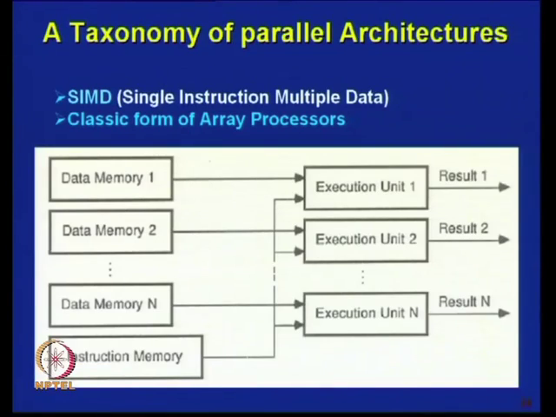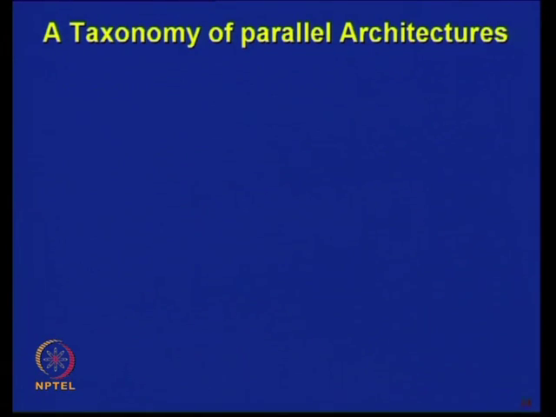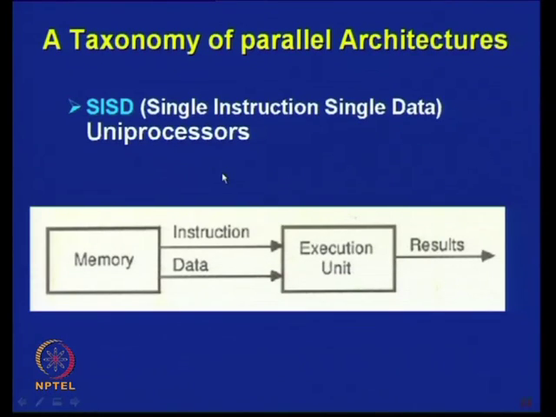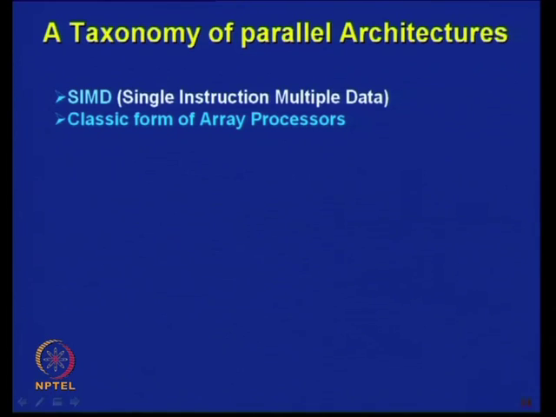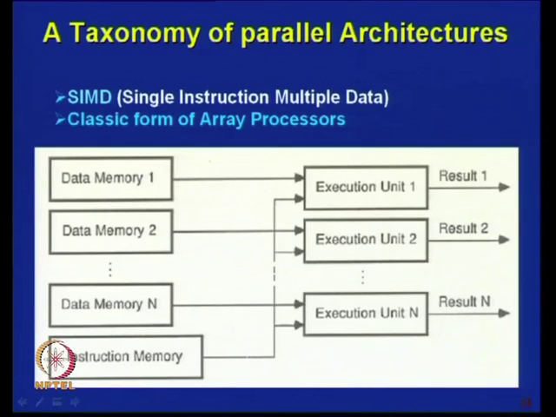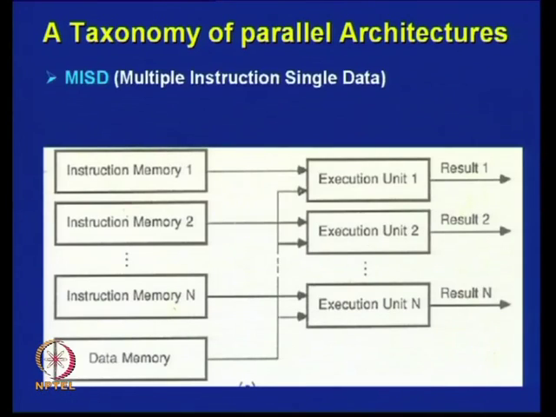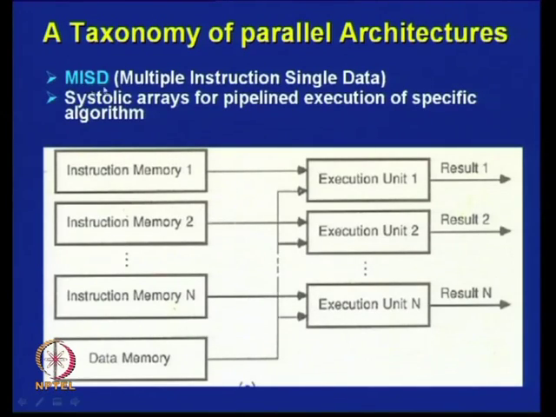I have already discussed these things. The first one is the typical uniprocessor system, SISD. Then you have SIMD, the classic form of array processors and vector processors. Then MISD, where multiple instructions and a single data stream are processed. As you can see here, different instructions come from different processors and a single data stream is being processed, as happens in a systolic array, and results are generated by multiple execution units. So, this is the typical MISD architecture.